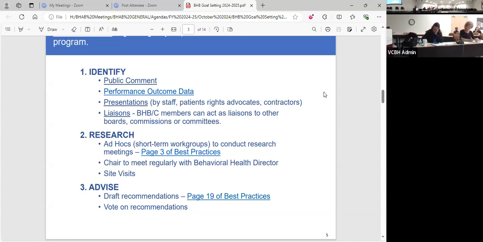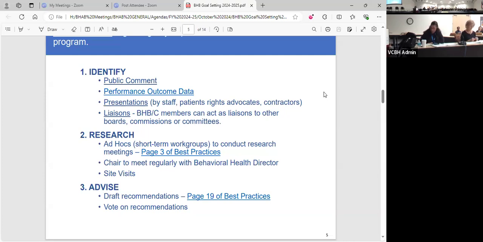And then the chair should be meeting regularly with the behavioral health director, so they should be in conversation in a couple of ways. One would be understanding, from the behavioral health director's perspective, what priority areas or challenges or barriers they'd like to have recommendations from the board on. And then on the other side, the chair could be representing the board on the priority areas that they've identified. And if you've made some recommendations, having ongoing conversations around that too.